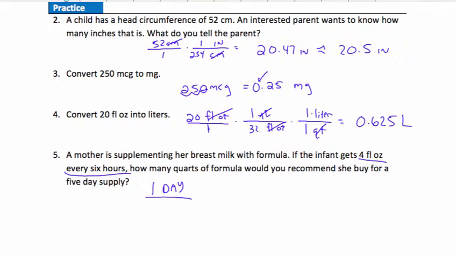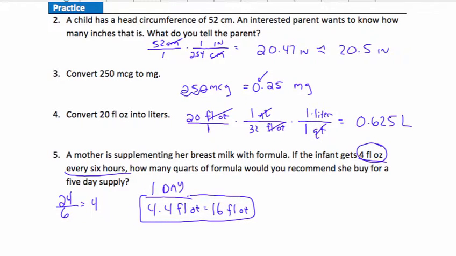So that means if we're going to give this every 6 hours, we're giving it 4 times a day. And I figured that out by saying, okay, there's 24 hours in the day. We're going to give it every 6 hours, which means we're giving this thing 4 times a day. Okay, so it looks like we're giving 4 fluid ounces 4 times a day. So I'm going to take 4 times 4 fluid ounces, and that's going to give me 16 fluid ounces in 1 day. So that's what's happening in 1 day there. 16 fluid ounces. All right, how many quarts of formula would you recommend she buy for a 5-day supply? Well, if we're using 16 a day, all we got to do is take 5 times the 16, and then that's going to give us 80 fluid ounces for a 5-day supply.